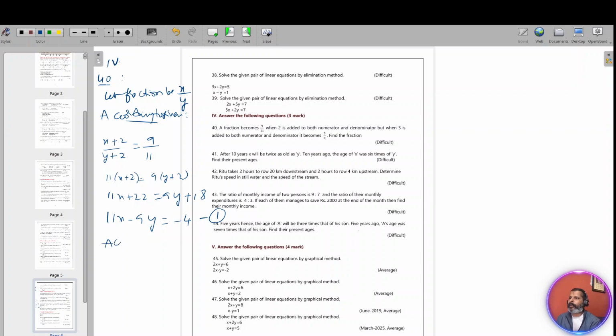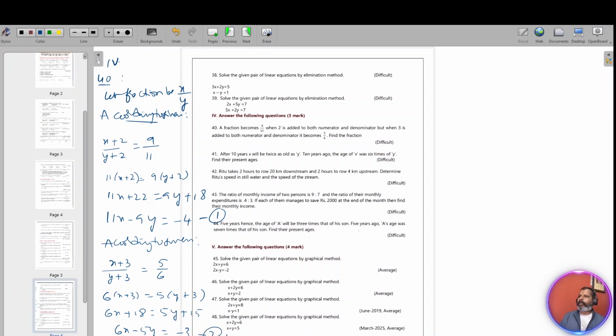Also according to the given, when 3 is added to both numerator and denominator, it becomes 5 by 6, meaning (x plus 3) by (y plus 3) equals 5 by 6. You cross multiply. 6 of (x plus 3) equals 5 of (y plus 3). Open the bracket. 6x plus 18 is equal to 5y plus 15. 6x minus 5y equals 15 minus 18, which is minus 3.